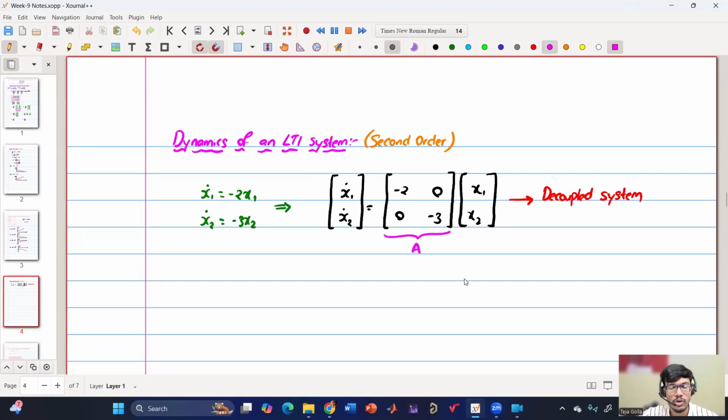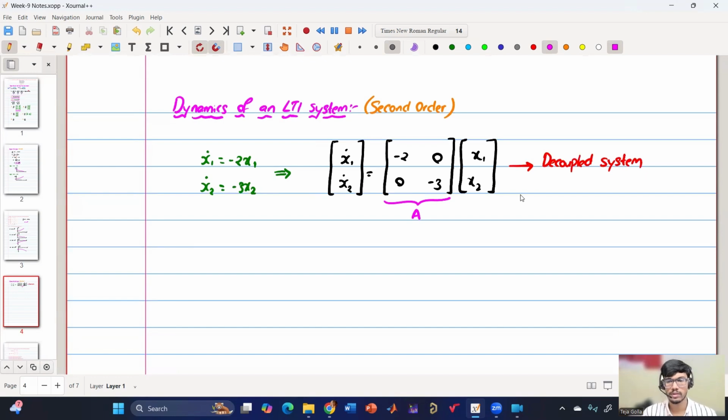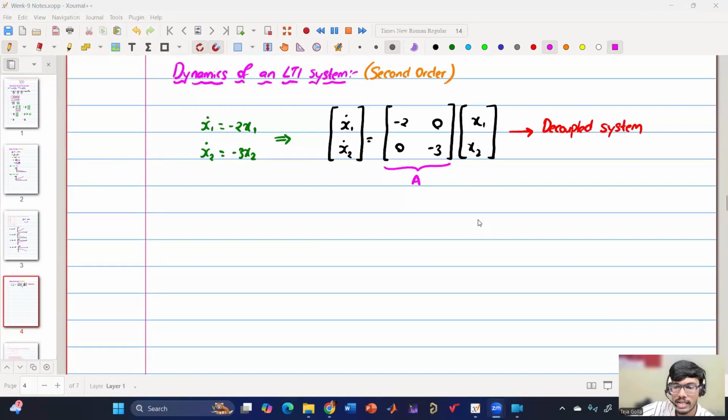So now, do you know how to find the eigenvalues of this? -2, -3. Very good. So because it's a decoupled system, you can directly look at it and say it. If it is not a decoupled system, then how to find?